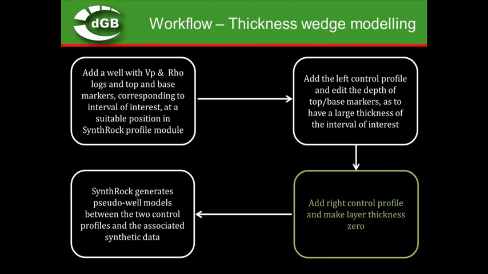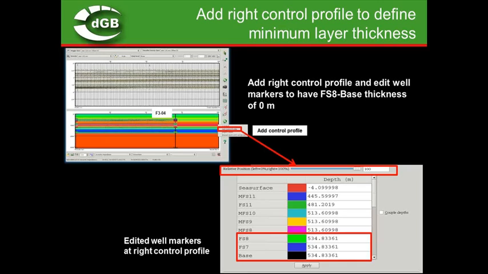Third step is naturally to add a right control profile and make the thickness of the interval of interest 0. So now that you have selected your well and the left control profile, you can right click on the right end and select again Add Control Profile. And in the window which pops up after that, you specify the relative position of the right end control profile as 100 and again edit the depths of the markers corresponding to the interval of interest such that the thickness essentially becomes 0.